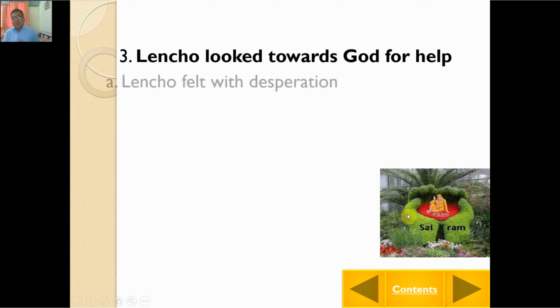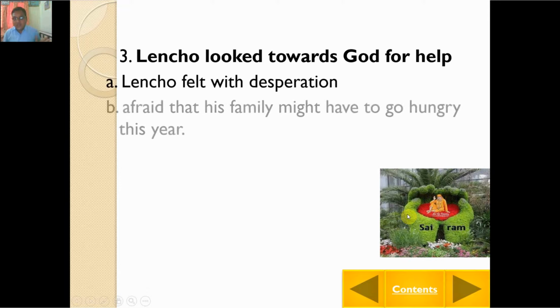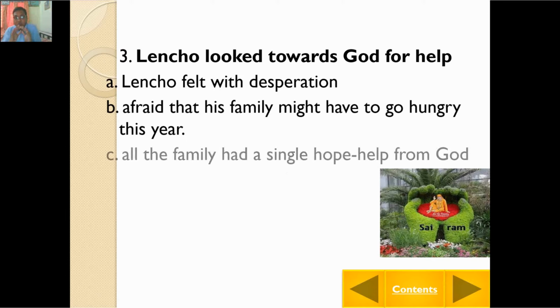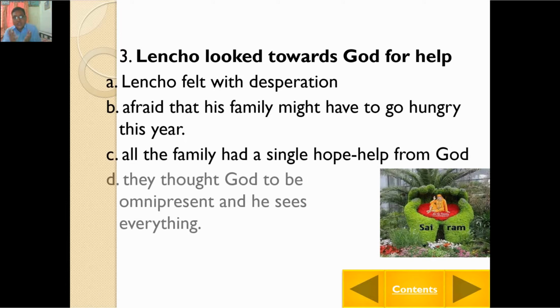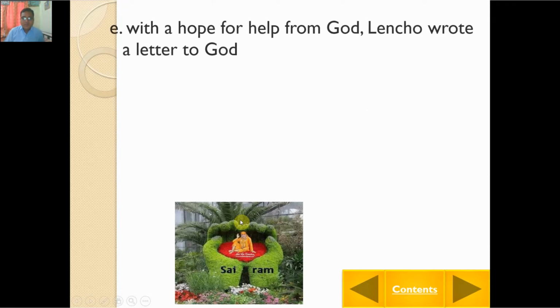Third point, Lencho looked towards God for help. When the whole of his crop was destroyed, he had only a single hope, and that was God himself. Lencho felt desperate, afraid that his family might go hungry this year. All the family had a single hope, help from God. They thought God to be omnipresent, and that he sees everything.